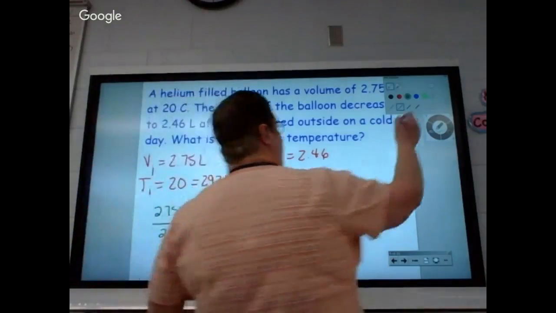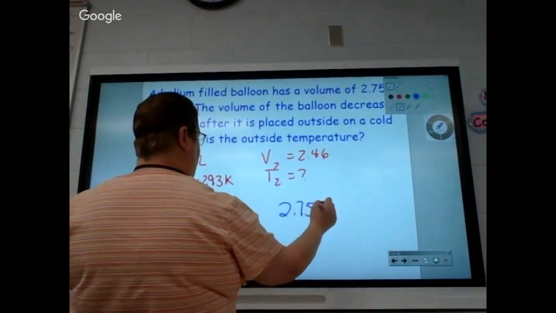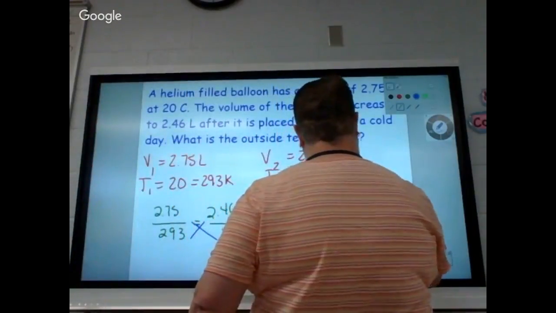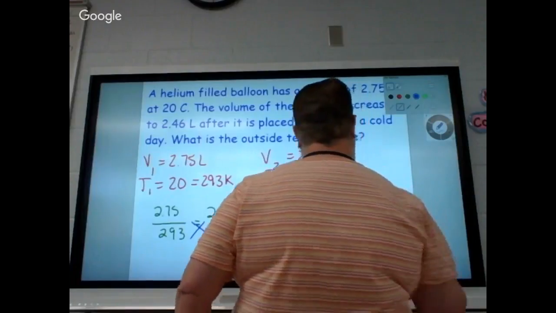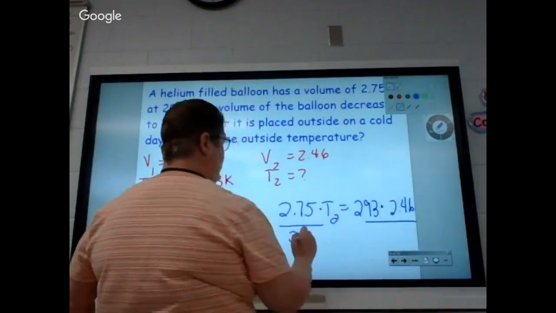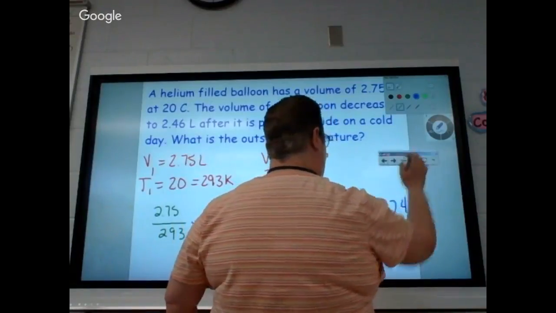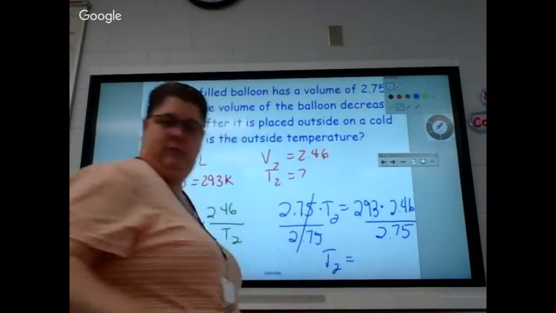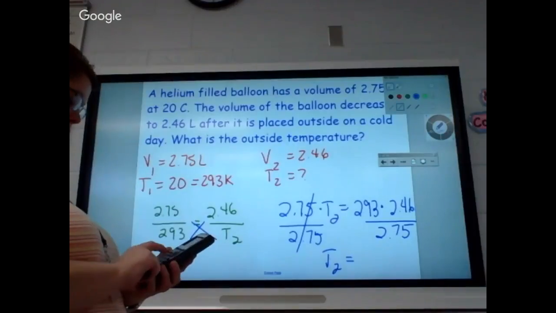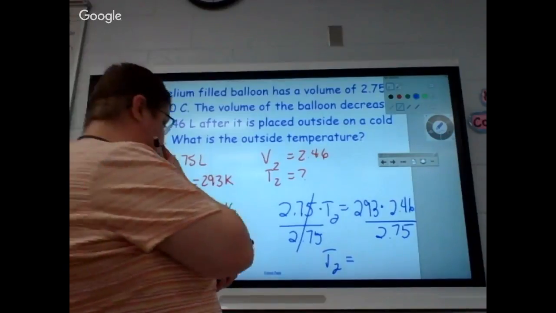So I'm going to do what to solve? Cross multiply. So I have 2.75 times T2 equals 293 times 2.46. So to get T2 by itself, I'm going to do what? Divide by 2.75. T2 equals, so 293 times 2.46 divided by 2.75. I got 262.